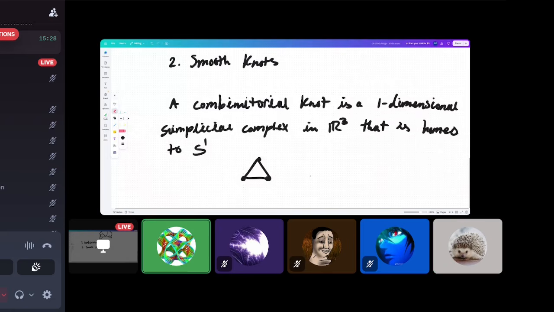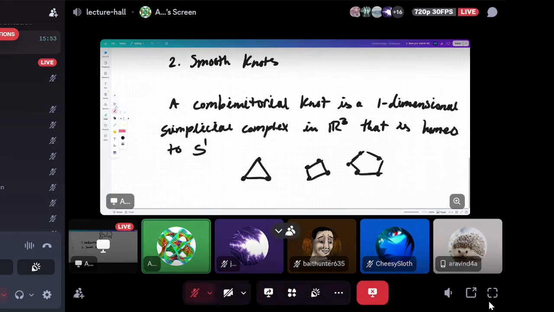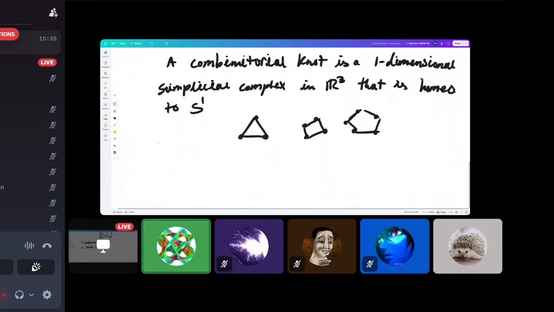Another example of an unknot is we can subdivide edges so that we get something like this. We could have a square or something more like a pentagon. It's a graph that represents our knot, that is homeomorphic to our knot. Okay, so that's the combinatorial knot.